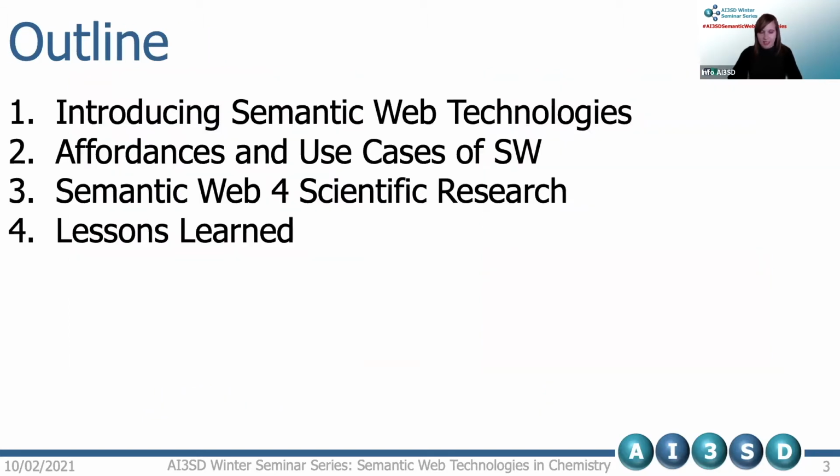So this presentation has four main components. Firstly, explaining what the semantic web is and describing its different technologies. Secondly, detailing the different affordances and use cases of semantic web technologies. Thirdly, talking about my own research on using semantic web technologies in scientific research. And finally, taking you through some of the key lessons I've learned through the various different projects I've worked on, including noting down some useful resources for chemists who might want to use semantic web technologies.